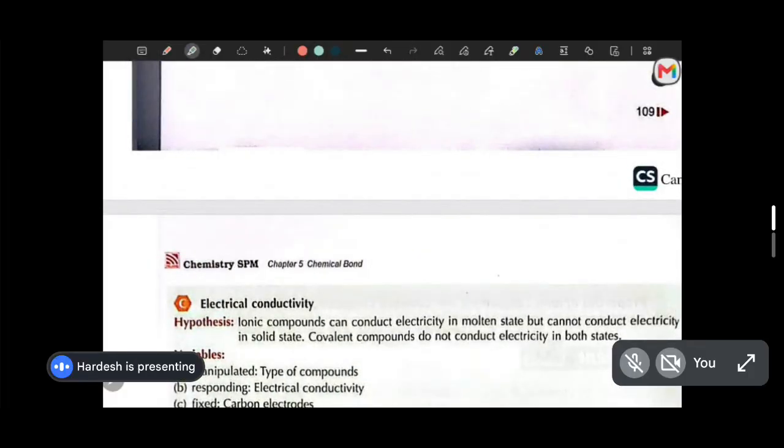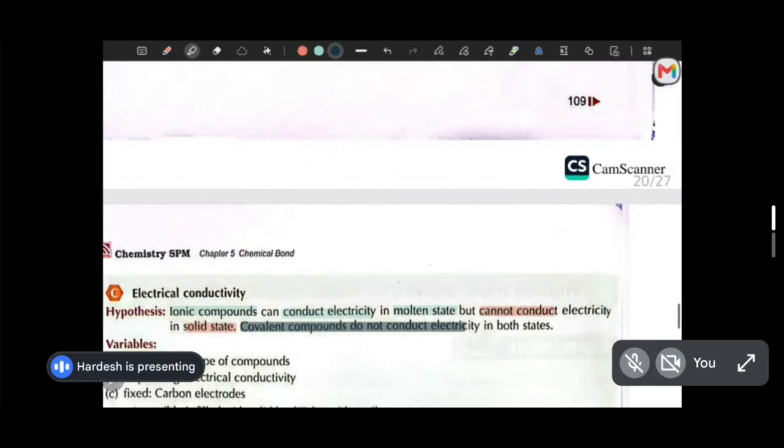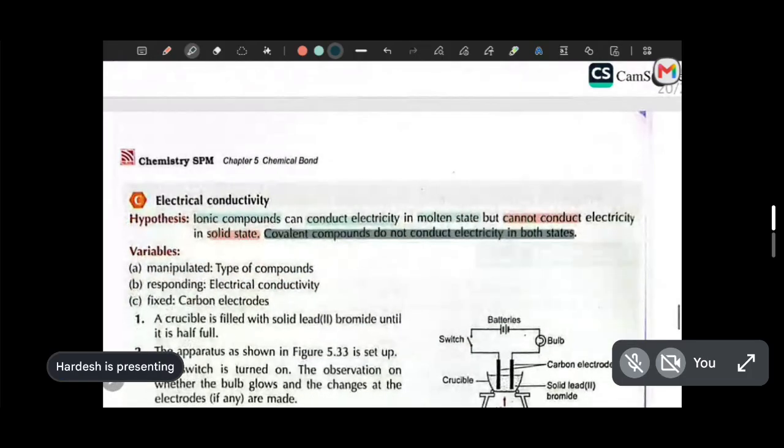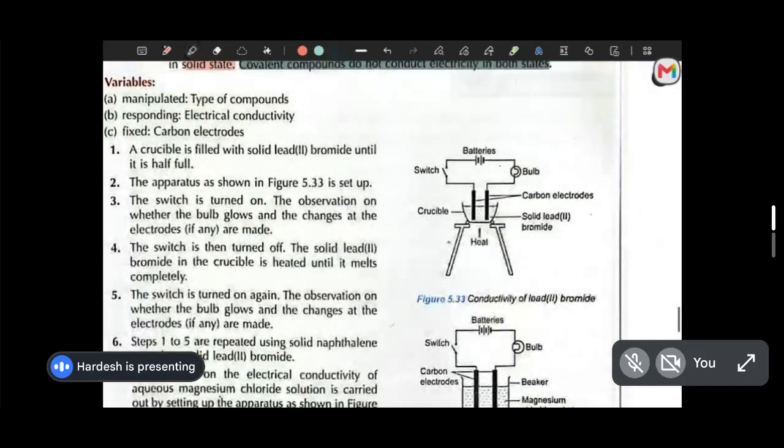Okay, electrical conductivity. Ionic compounds in molten state can conduct, in solid state cannot. Then covalent compounds do not conduct electricity in both states. So the thing that allows metallic compounds, and ions in general, ionic compounds, to be able to conduct electricity is the theory of sea of electrons. Always remember that.